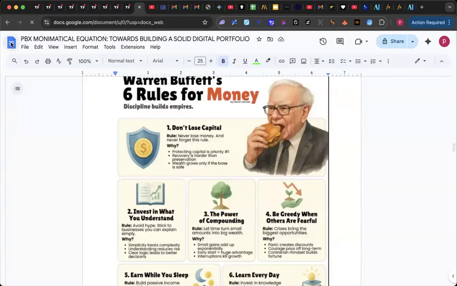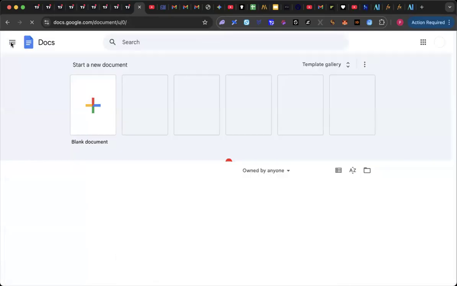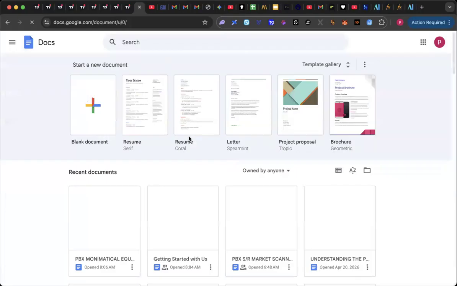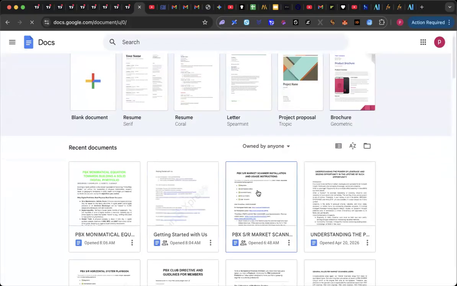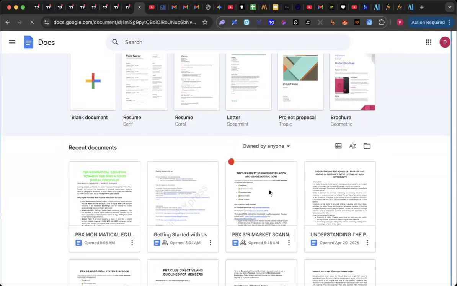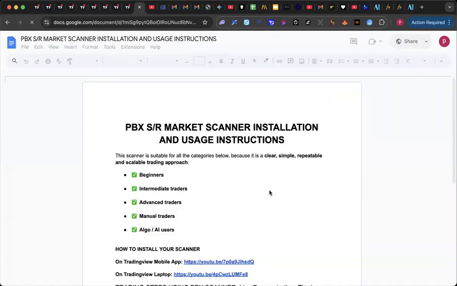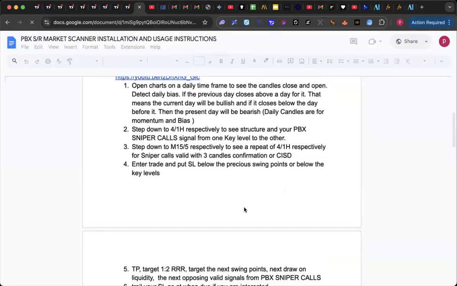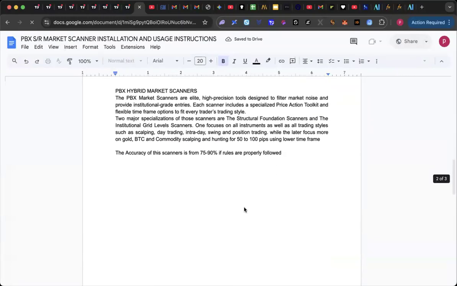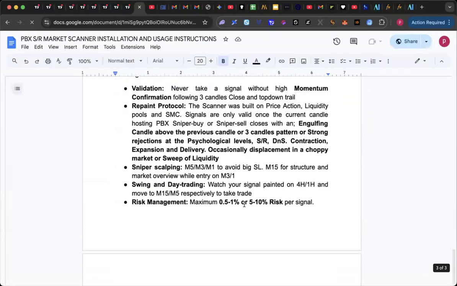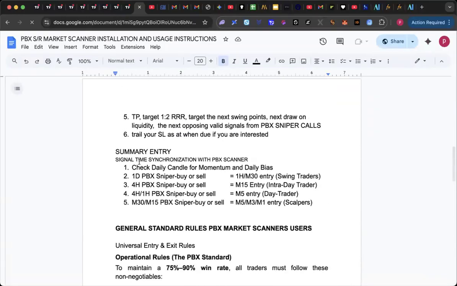And that is what you need. If I explain 1 million times, you will miss it. But if I explain a little and you go through it on your own independently, applying and studying, applying, you will get it. Look at it. This is there. Very simple. No stress, no too much English. Time sequence. Look at the summary entry. Check daily candle momentum and daily bias. Okay. PBX, daily sniper. If you give a signal, this is what to do. Everything is there.